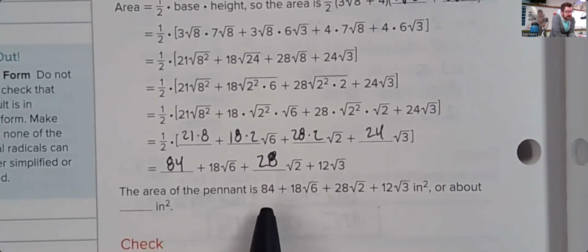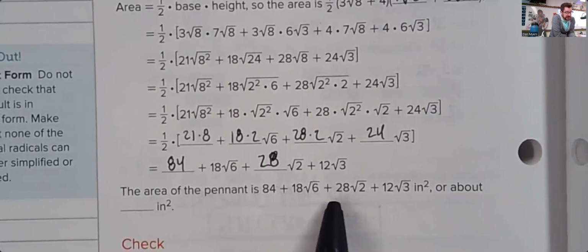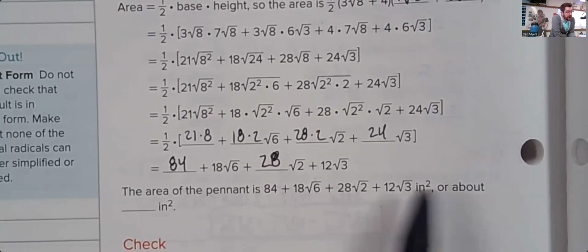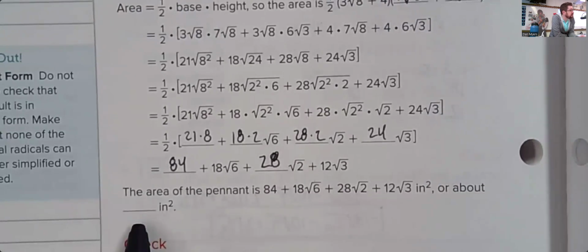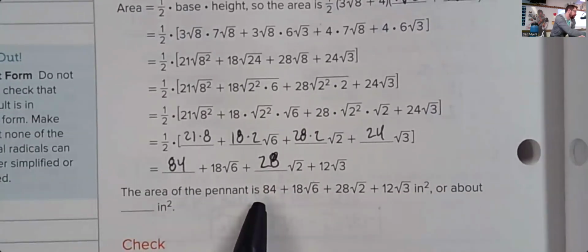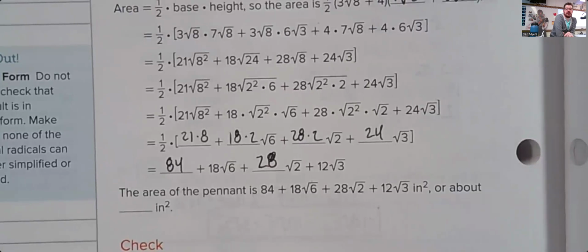So the area of the pennant is 84 plus 18 root 6 plus 28 root 2 plus 12 root 3 inches squared, or about how many square inches? Like if you were to actually type that into your calculator, give me an approximation to the nearest single decimal place here.